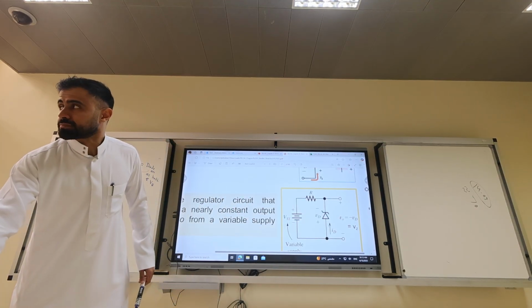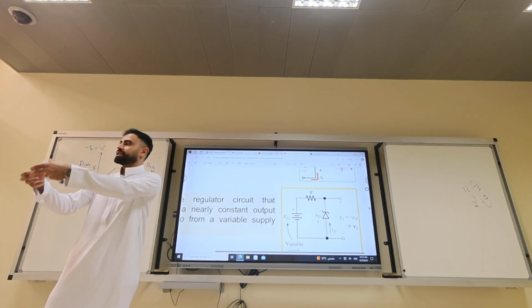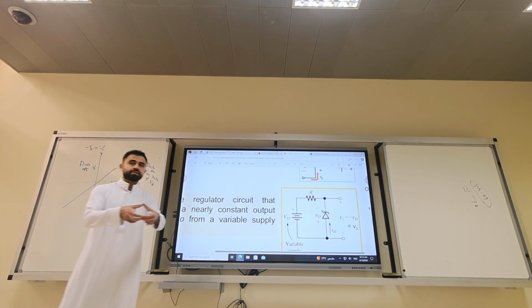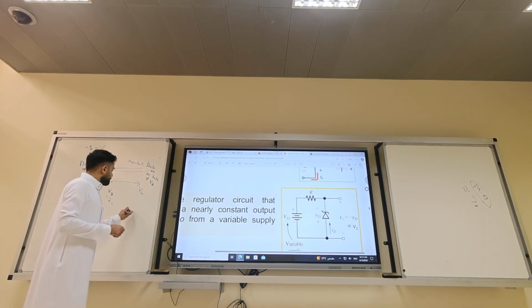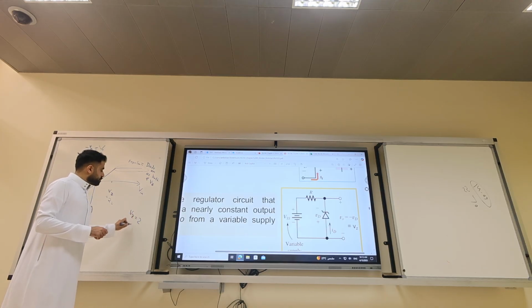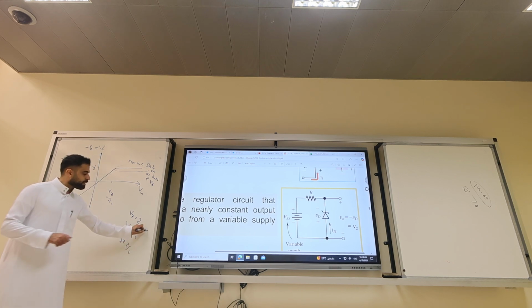So how do we determine VZ? It's from the data sheet. VZ could be 2, could be 20, could be 250, depending on the application.